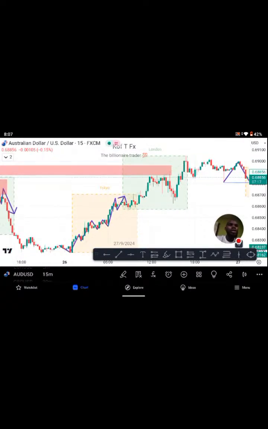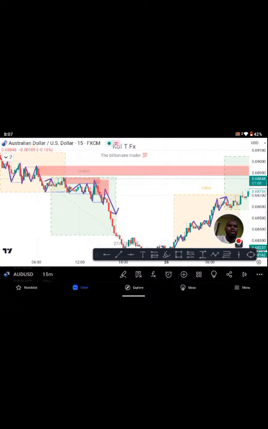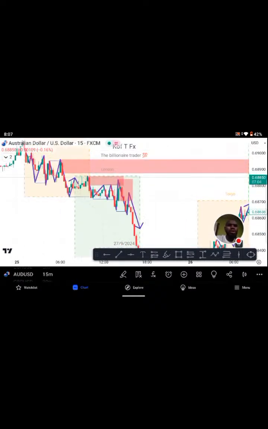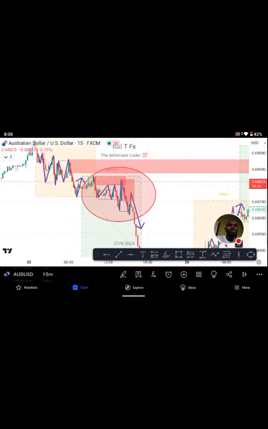For AUD USD, yesterday I was saying that the setup we have here has already played out. The setup that is here has already played out. So if price should come to this area, there is likelihood for it to be taken out, and I expect price to react from the supply zone above it.